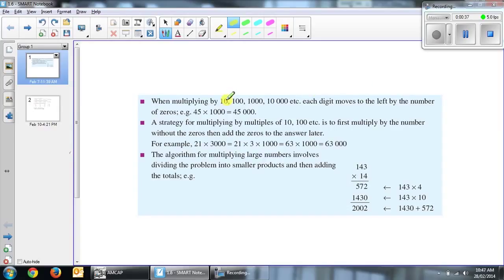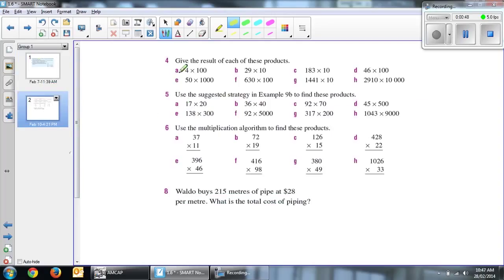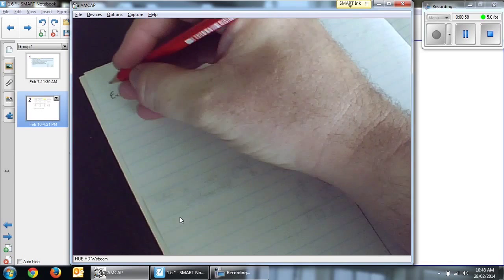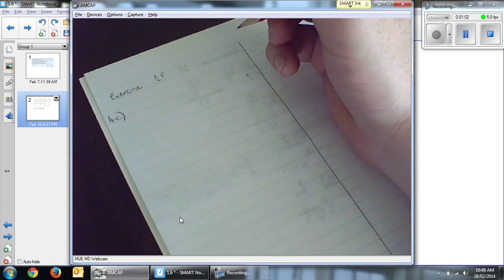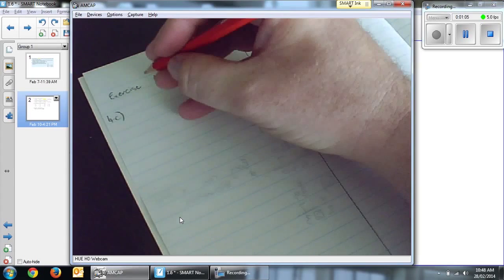So in the case of 10, it would move to the left by 1. In the case of 100, by 2, by 1,000, 3, and so on. So let's have a look at a couple of questions. Question 4, let's have a look at C. All right, 183 times 10. When you're doing these in your exercise book, you should be setting them out like this. So I'm going to do 4C, and 4C was 183 times 10.